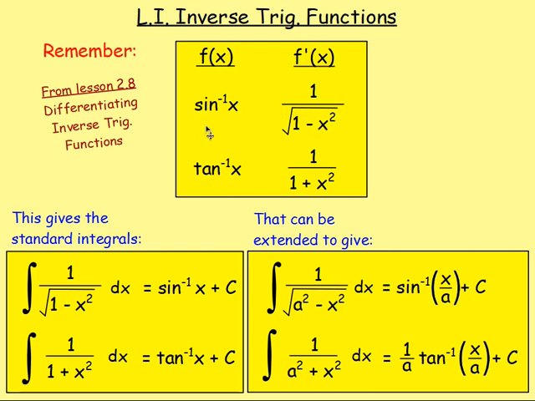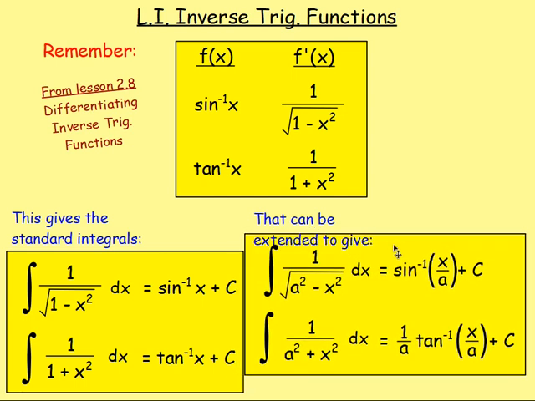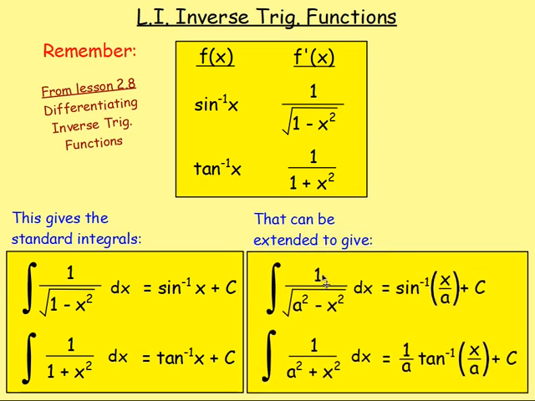We can extend that as well. This is given on the formula sheet. If we extend it, then it means 1 over the square root of a squared minus x squared is sine to the minus 1 of x over a plus c.